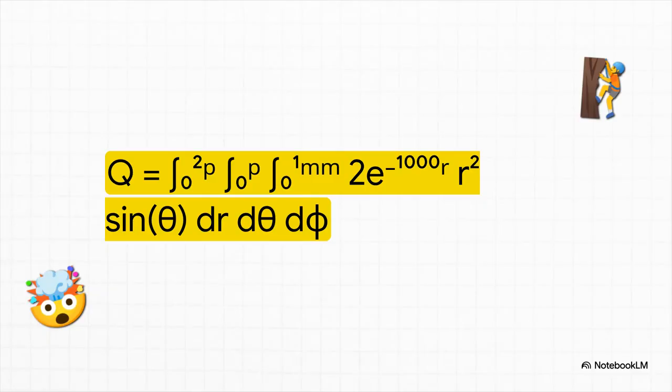We take our charge density function, we take our dV, and bam! We get this beast, a triple integral. Don't panic, it looks way worse than it is. We're integrating over the radius r and two angles, theta and phi. The trick is, we can treat them like separate little problems.